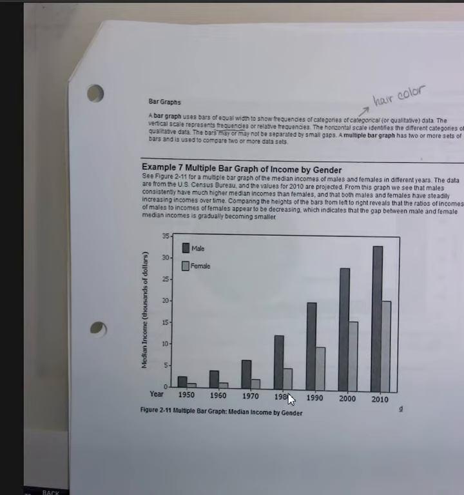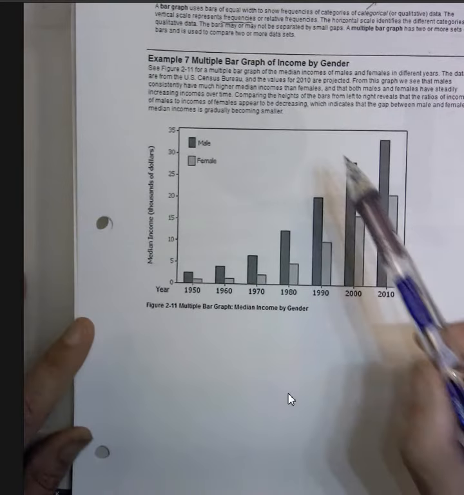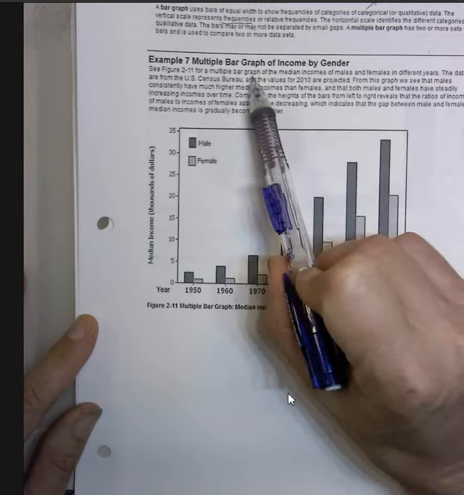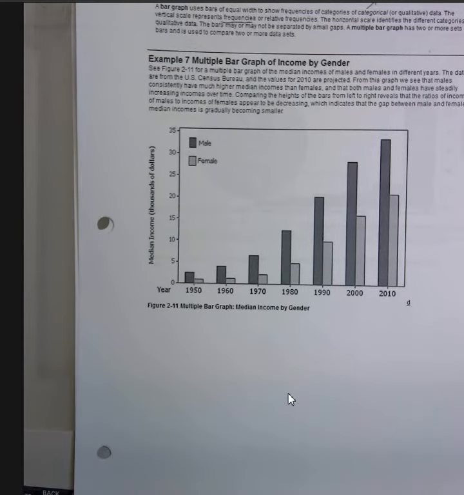A multiple bar graph has 2 or more sets of bars and is used to compare 2 or more data sets. Here's an example of a multiple bar graph. It's the median incomes of males and females in different years. The data are from the U.S. Census Bureau, and the values for 2010 are projected at the time of the publication of this book.